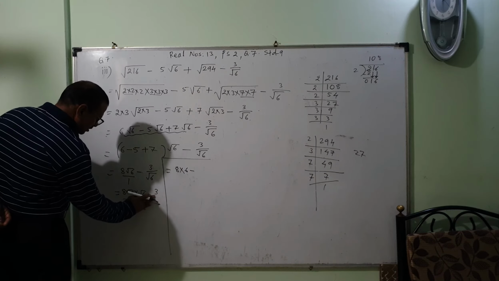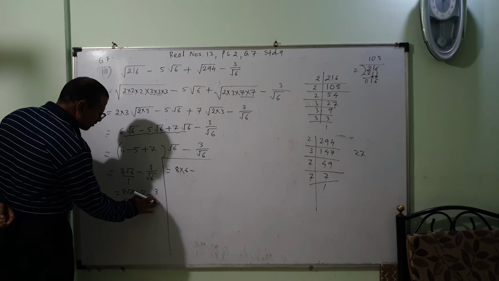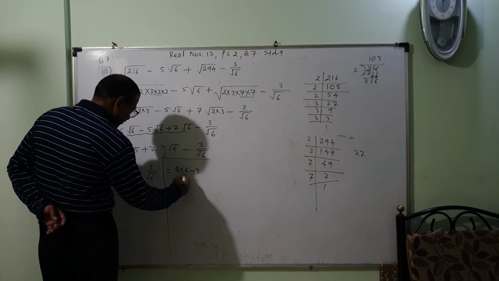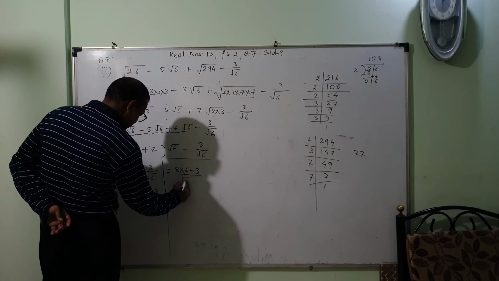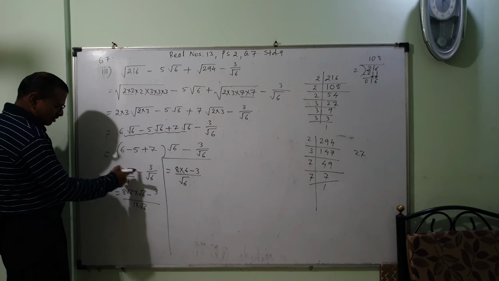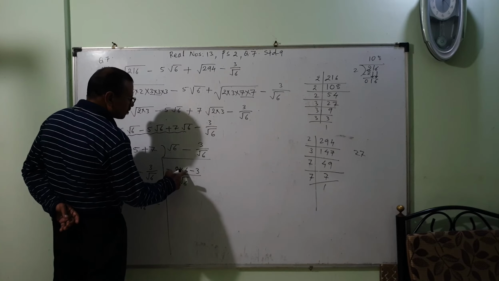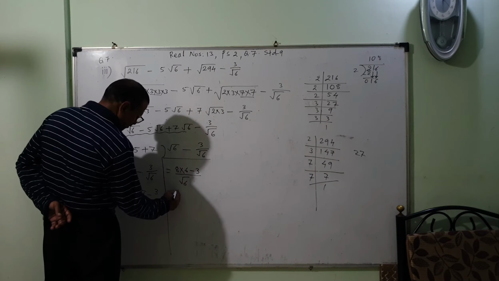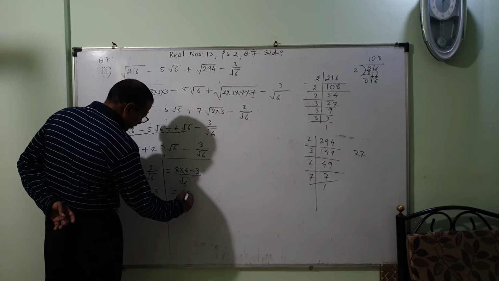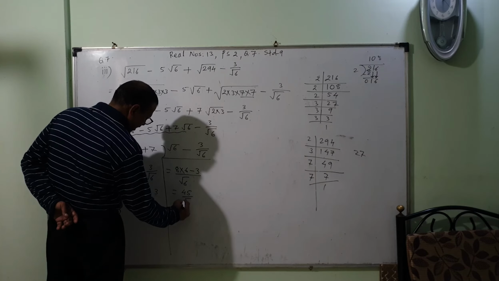So this root 6 I did not write. Minus 3 upon root 6. This was root 6. Do the cross multiplication. Okay, so 48 minus 3, 48 minus 3 is 45 upon root 6.